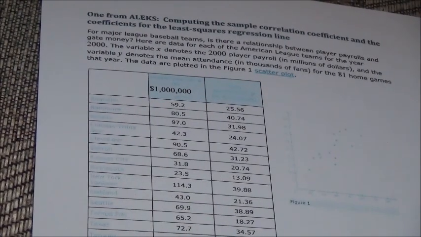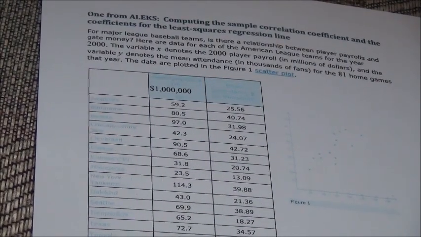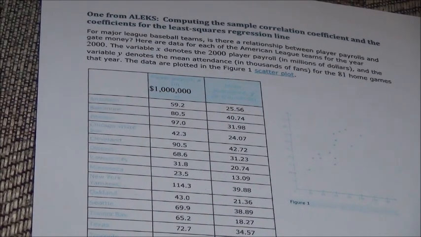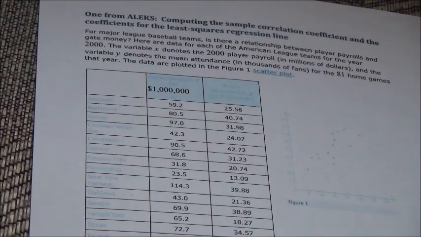On my printout, Figure 1's kind of hard to read because my printer needs some more ink, but the black shows up pretty good. What you're going to do is go ahead and put your X values in List 1, the Y values in List 2. And then on this one, it asks for the Y-intercept and the sample correlation coefficient. They may also ask for the slope, so go ahead and find the slope. So put your data in, then go to Stat, Calculate, and hit number 8, and you should be able to answer those 3 questions.